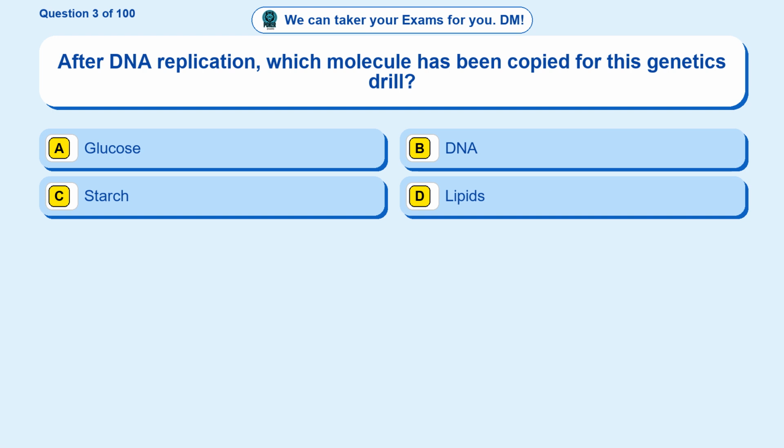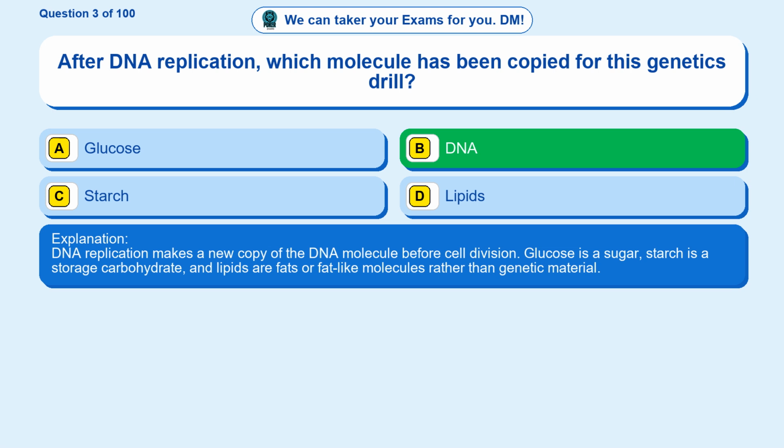Question 3. After DNA replication, which molecule has been copied for this genetics drill? Option A, glucose. Option B, DNA. Option C, starch. Option D, lipids. The correct answer is option B, DNA.